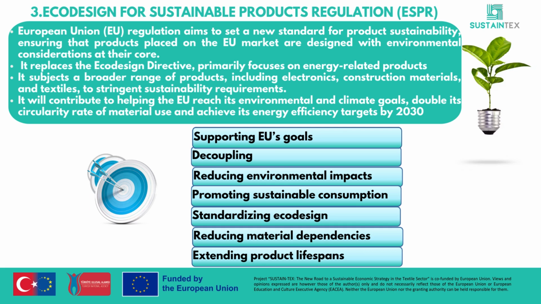The ESPR aims to achieve several key objectives: decoupling, to reduce the dependence of economic growth on natural resource use; supporting the EU's goals, to contribute to the EU's climate, environmental, and energy goals; reducing environmental impacts, to minimize the environmental impacts of products; promoting sustainable consumption, to boost the supply and demand for sustainable goods; standardizing ecodesign, to establish consistent ecodesign requirements across the EU; reducing material dependencies, to decrease reliance on critical materials; and extending product lifespans, to increase the durability, reusability, and repairability of products.